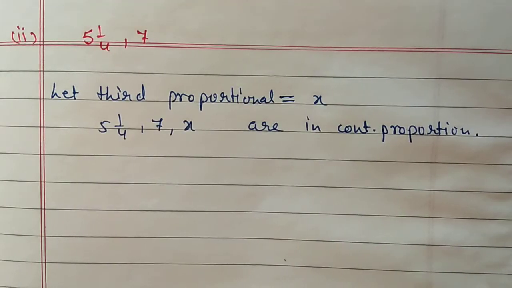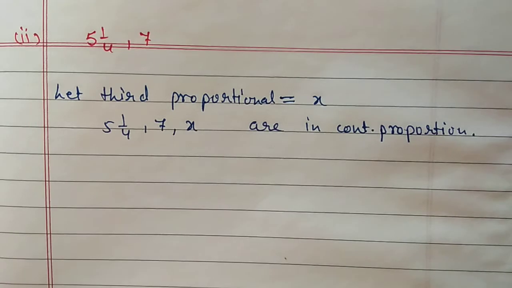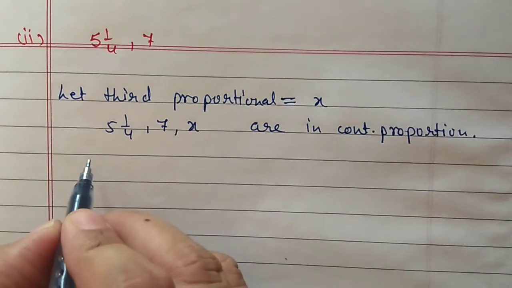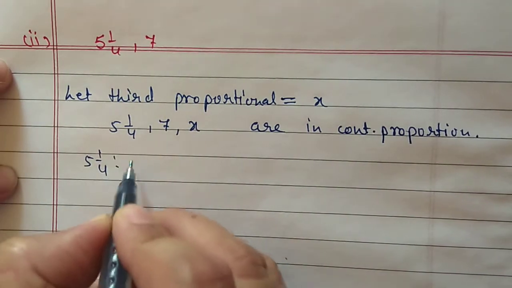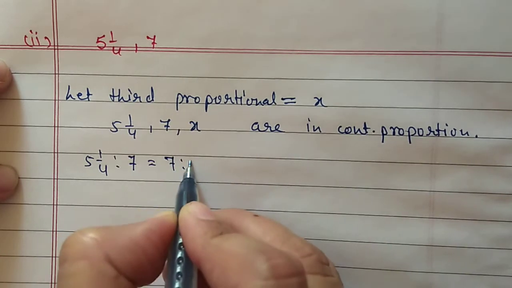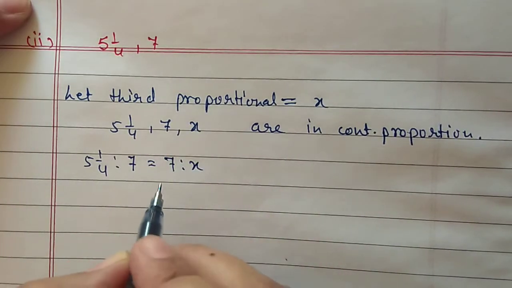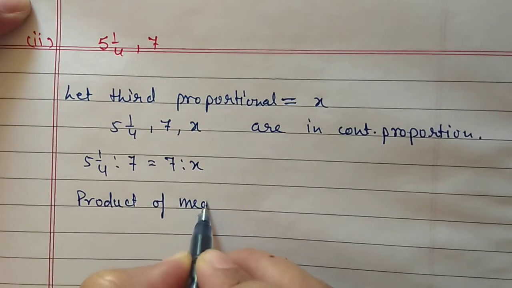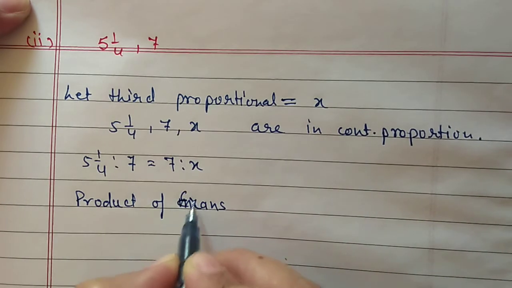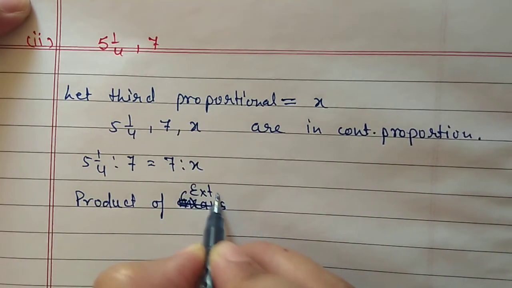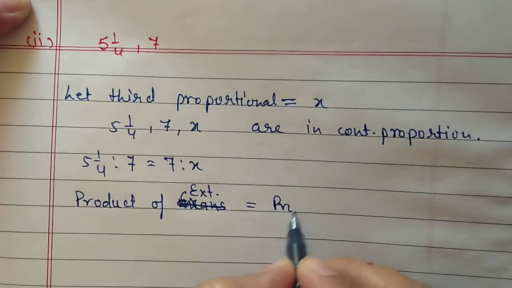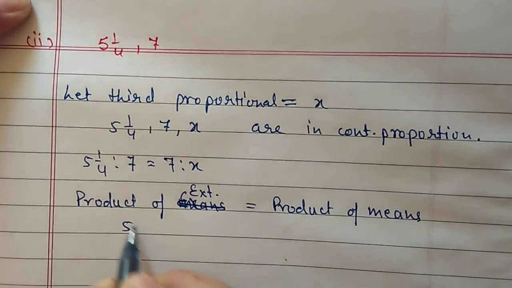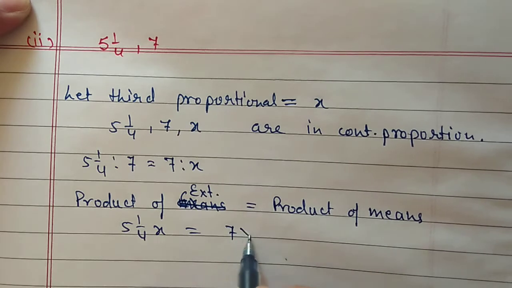Second part, 5 whole number 1 by 4 and 7. Let the third proportion be x. So these three numbers are in continued proportion. We can write 5 whole number 1 by 4 ratio 7 is equal to 7 ratio x. The middle one we have to repeat 2 times. Then product of means is equal to product of extremes. We write the extremes first because x we have to find out. So 5 whole number 1 by 4 times x is equal to 7 into 7.